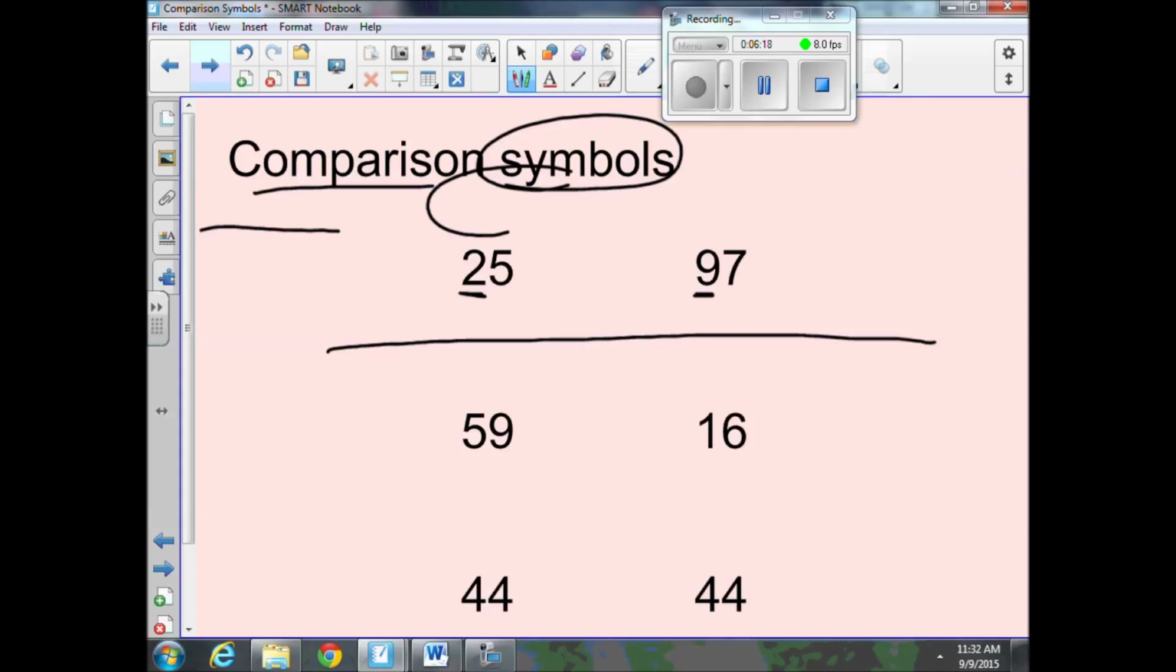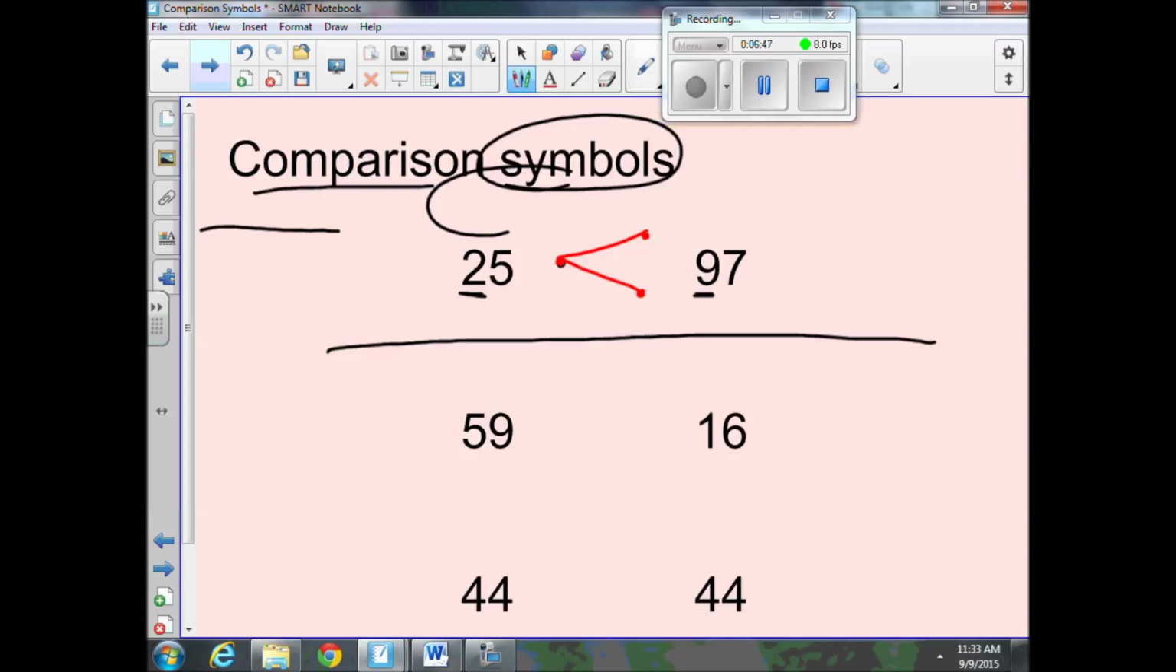So this is what I'm going to do. By 25, I'm going to put a dot. I'm going to change the color real quickly. Only one dot, because it's the smaller number. 97 is the larger number because 9 tens is larger than 2 tens. So I'm going to put 2 dots by it. You see that? Yes, ma'am. Now I'm going to connect the dots. Watch.